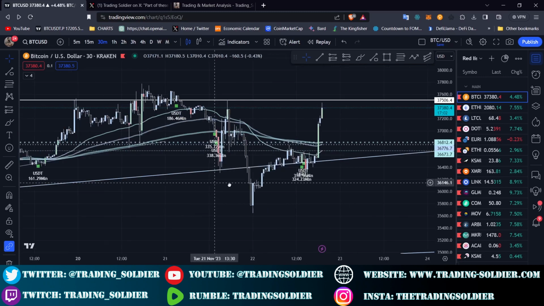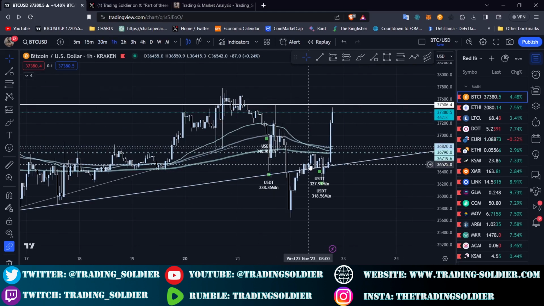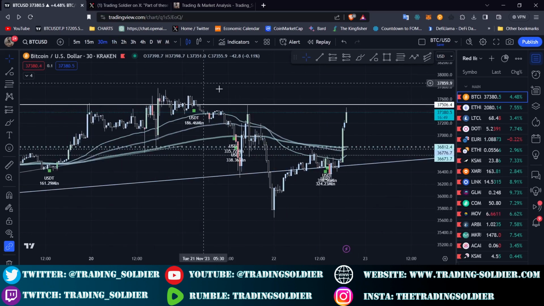For example, as you can see here, I found that the time frame where this indicator works best is the 30-minute time frame. The 1-hour time frame is also very powerful, but for the sake of this video we are going to use the 30-minute time frame.